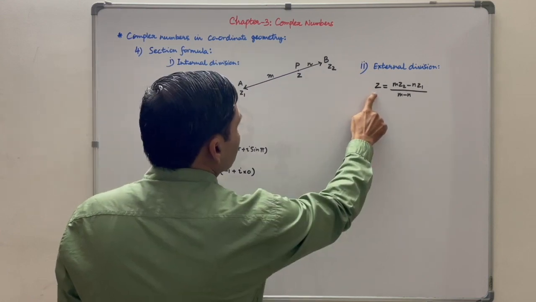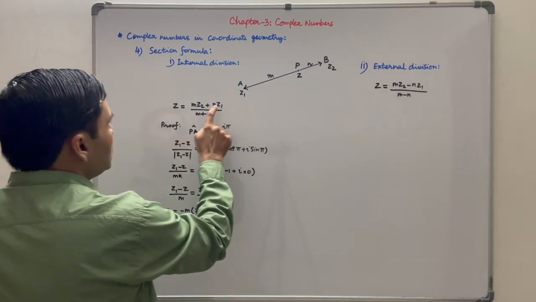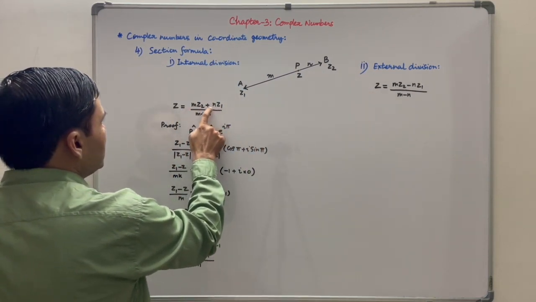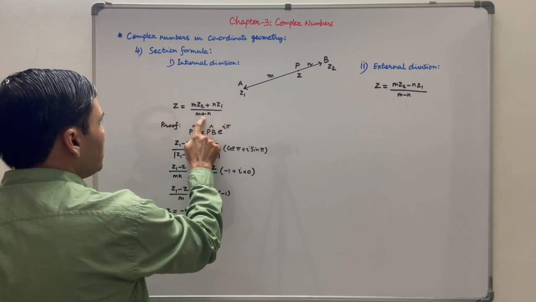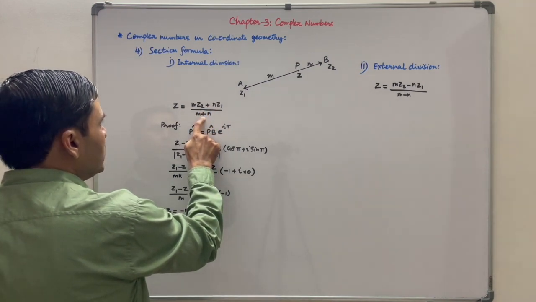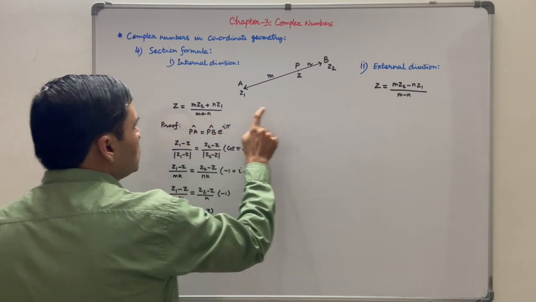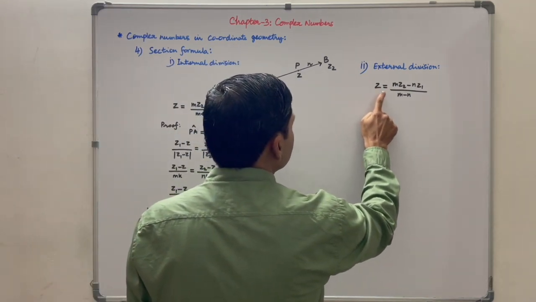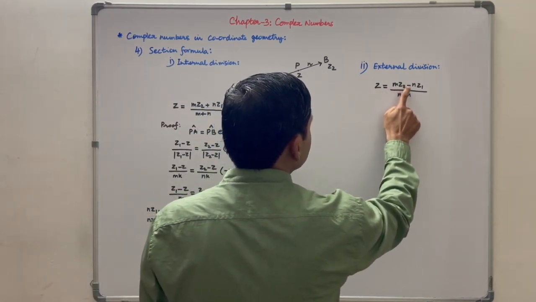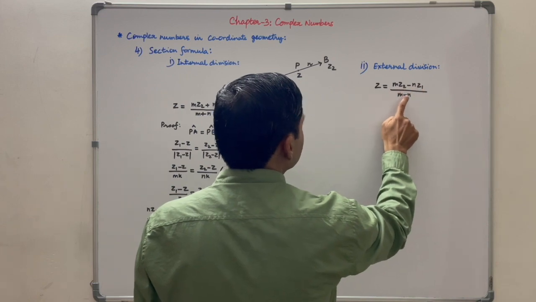To get z for external division, we just need to change the sign in between terms in both numerator and denominator, as we used to do in coordinate geometry. So z for external division is equal to (m z2 minus n z1) upon (m minus n).